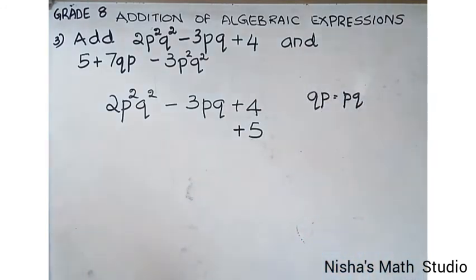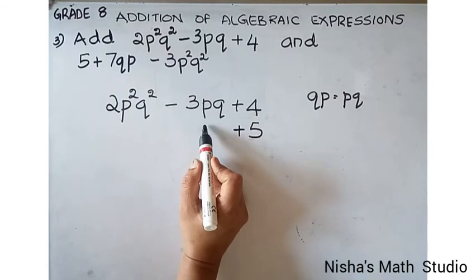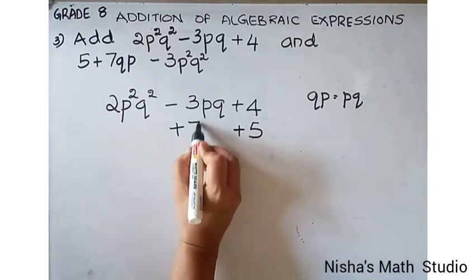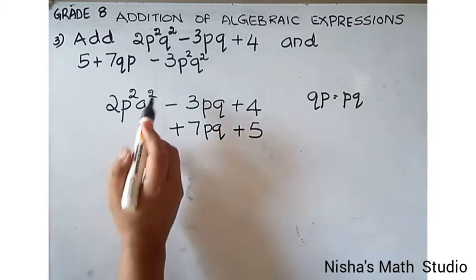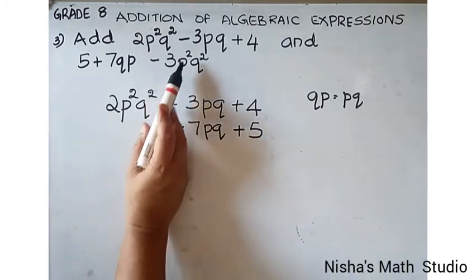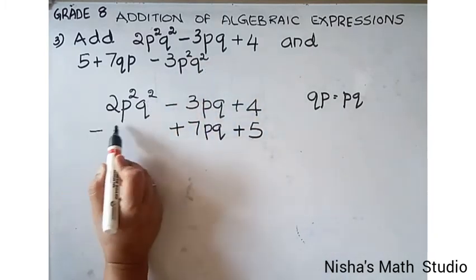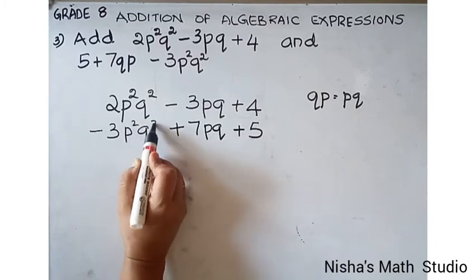I hope you remember the commutative property. Both means same. So 7pq, we can write it under 3pq. So sign is plus 7. Either you write pq or qp, both are same. Then you have minus 3p square q square. P square q square is here. The sign is negative. Minus 3p square q square.